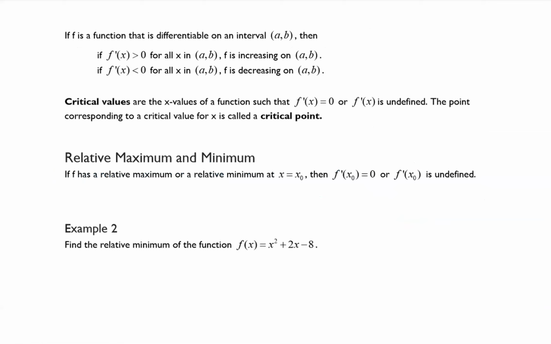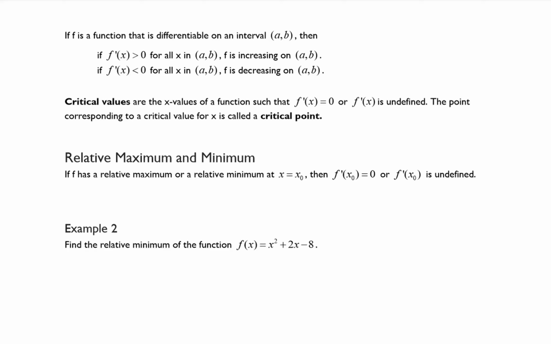It turns out that we can figure out when a function is increasing or decreasing based on the derivative of a function. So if f is a function that is differentiable on an interval a comma b, then if f prime of x is greater than 0 for all x in the interval a comma b, then f is increasing on that interval. If f prime of x is less than 0 for all x in the interval a to b, then f is decreasing on that interval a to b.